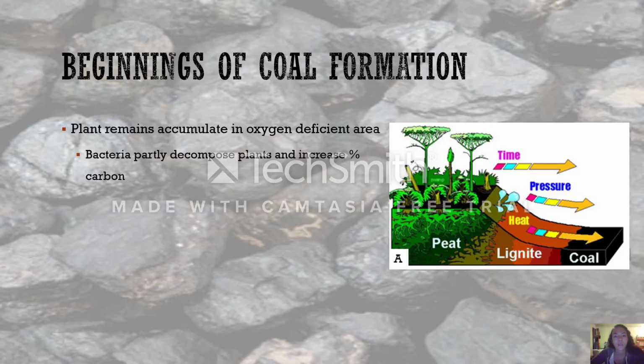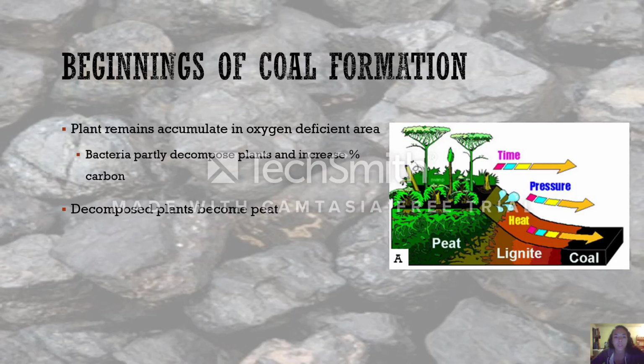So as the plants are in the swamp, bacteria start to actually decompose the plants a little bit, and this releases oxygen and hydrogen, which actually increases the carbon percentage. And as the plants further decompose, they become peat, which is a soft brown plant-based material, but it still resembles the plant material.